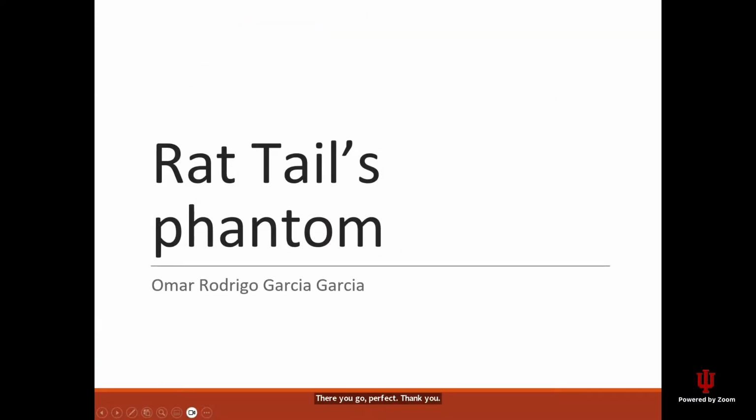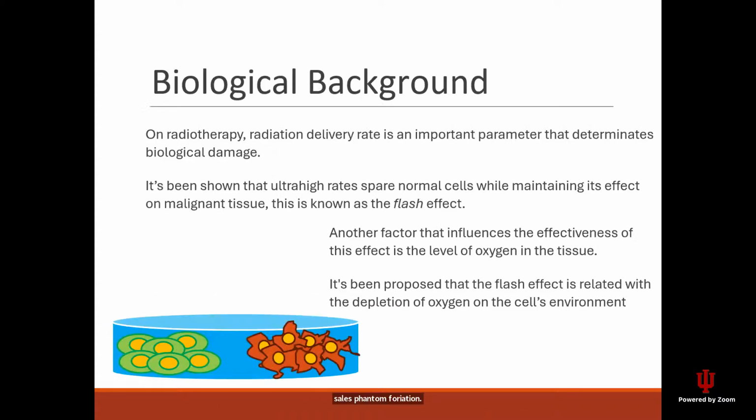Hello, my name is Omar. I'm a PhD student in applied physics, and my project idea is to develop a rat tail phantom for irradiation. On radiotherapy, the radiation delivery rate is an important parameter that determines the biological damage. For example, it's been shown that ultra high rates spare normal cells while maintaining the effect on malignant tissue. This is known as the flash effect.